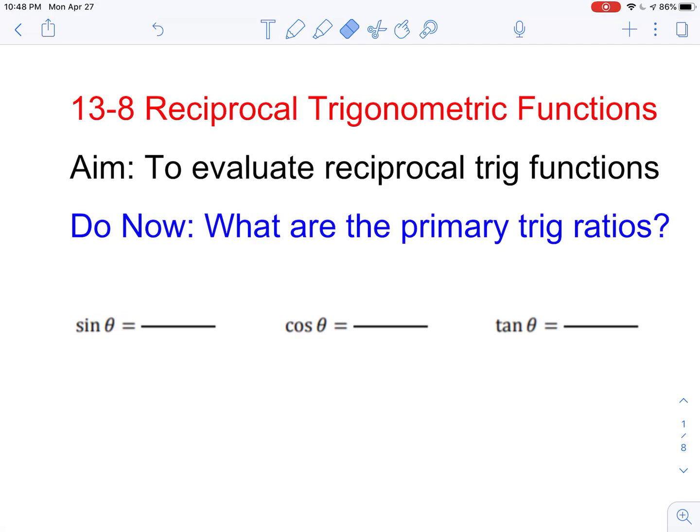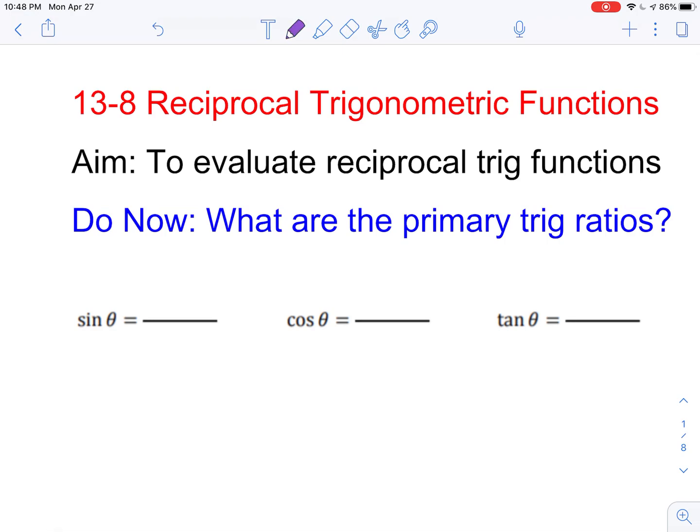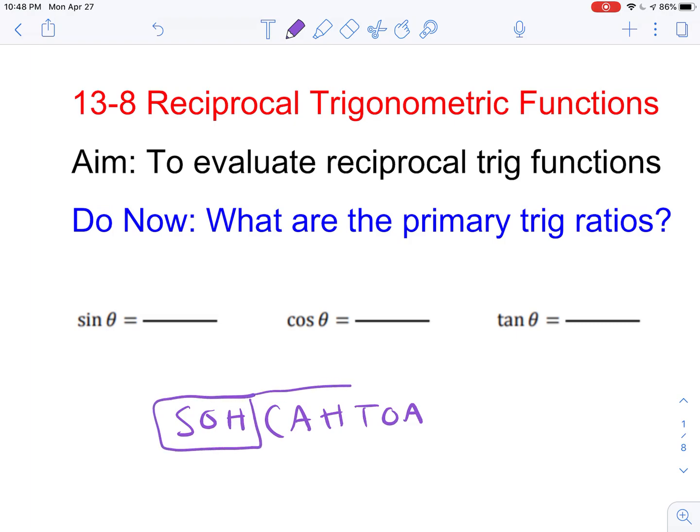So the aim of today is going to be to evaluate reciprocal trig functions. So we are going to be using skills that we learned in 13-2 and 13-3. But this time applying it to a few new trig ratios. So first we have to recap what the primary trig ratios are. So when I talk about primary trig ratios, I'm talking about the phrase SOHCAHTOA, right? These relationships between sine, cosine, and tangent.